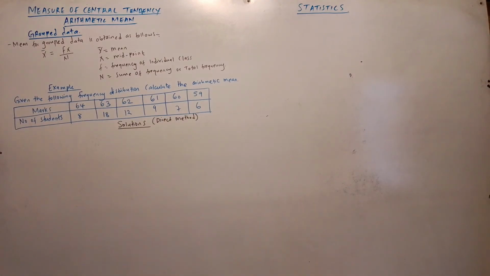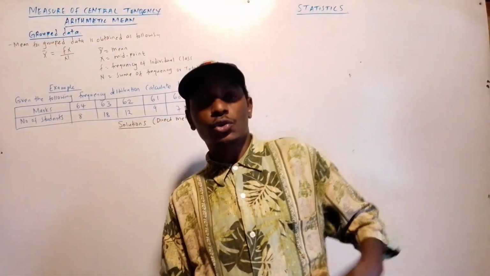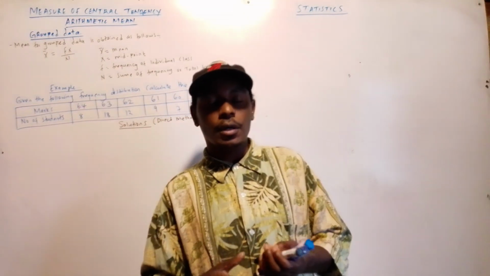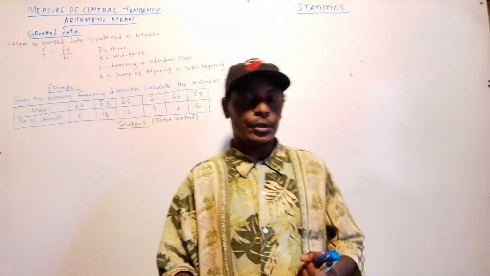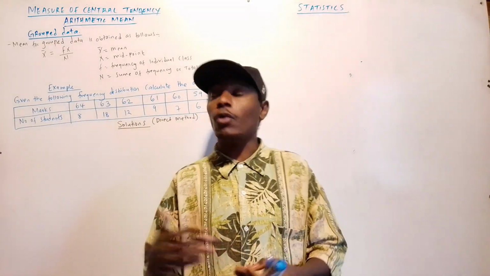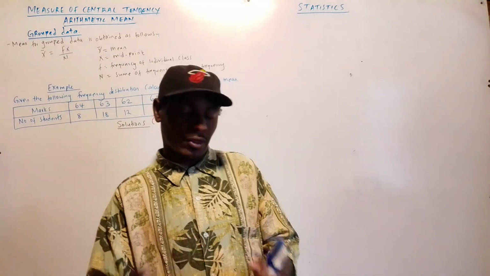So let us see the grouped data. Now, when we talk about grouped data, it is different from ungrouped data. Ungrouped data is data which has not been classified, meaning we do not have classes of information. It is raw data, meaning there is no filtering of that data. So the data is raw.